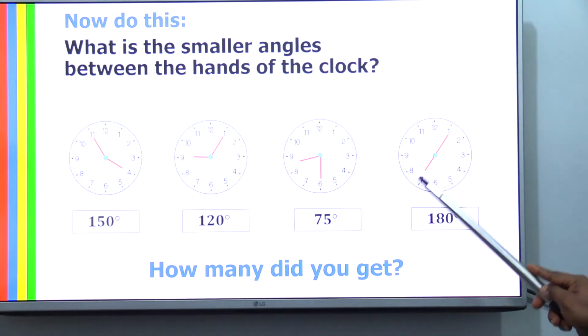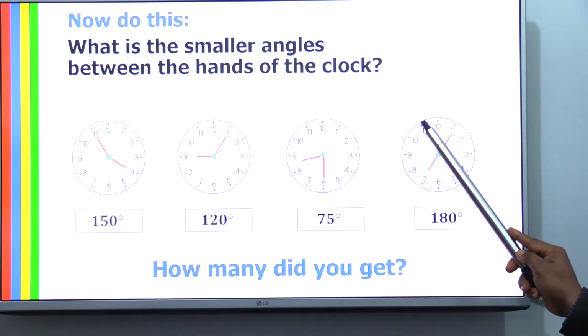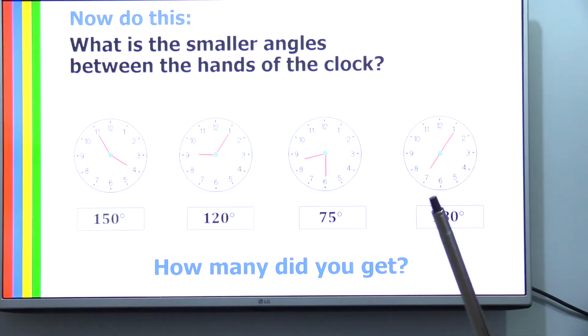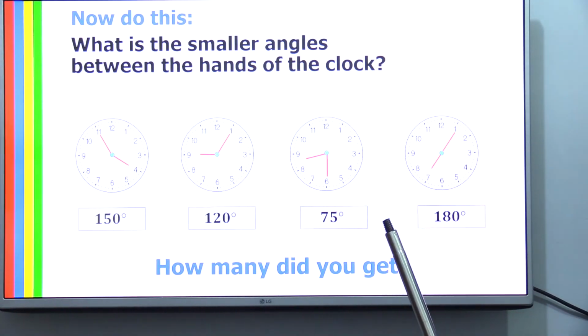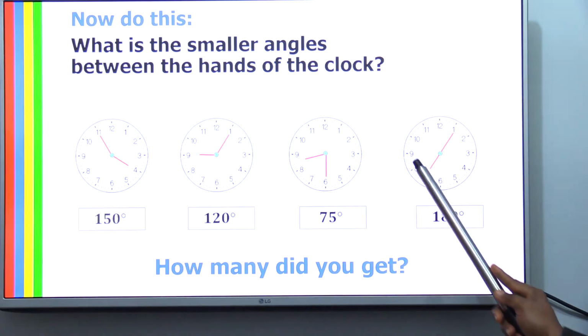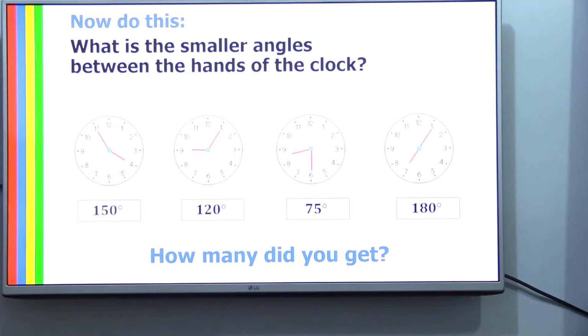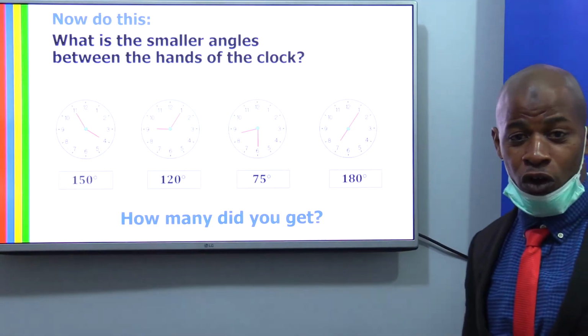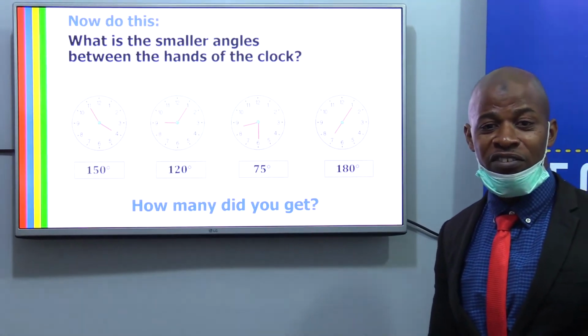Here is a straight line. It doesn't need calculation, but if you count, you will get 1, 2, 3, 4, 5, 6. 30 in 6 places is 180 degrees. And of course, the straight line angle is always 180 degrees. How many did you get? I hope you got all. If you did, then you deserve a chair.